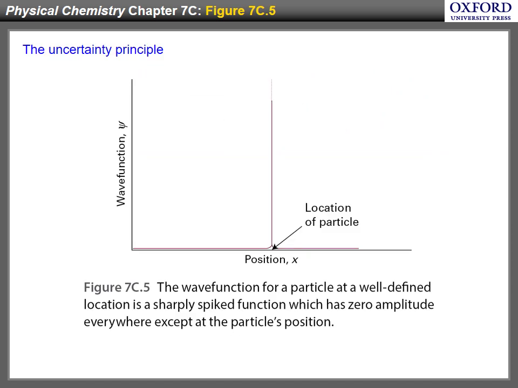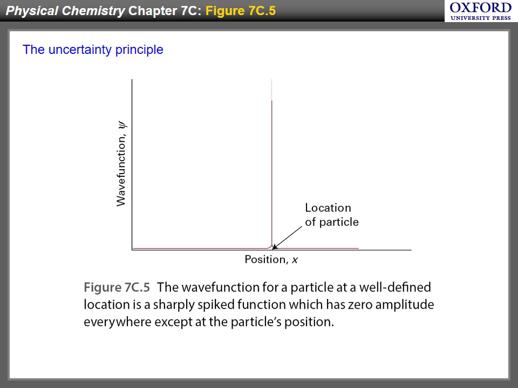Now let's finish up with the uncertainty principle. What is the uncertainty principle? Basically, what it is, is that we cannot know the momentum and the position of a particle at the same time. Why? Why is this so? Let's examine it a little further.